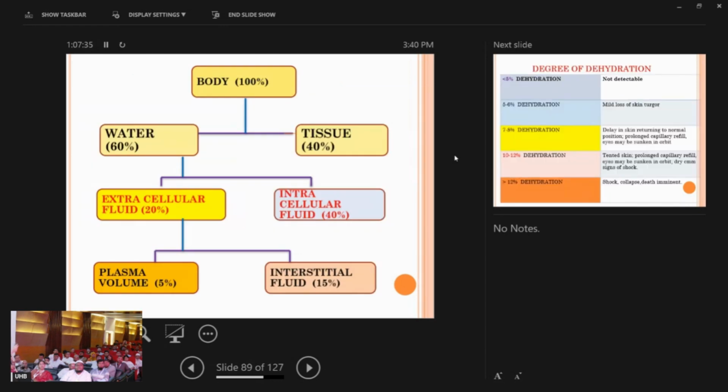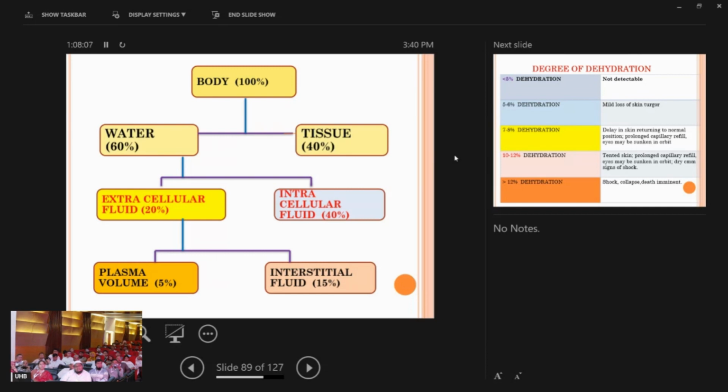Before going to fluid therapy, I will just broadly enlighten you. Fluid therapy is a very big topic that will take more than 1 or 2 hours, so I am telling it broadly just to understand. In the body, 60% is water and the remaining 40% is tissue. In that 60%, 40% is the intracellular fluid, meaning inside the cell, and 20% is the extracellular fluid. In the ECF, two things are there: plasma is 5% and interstitial fluid is 15%.